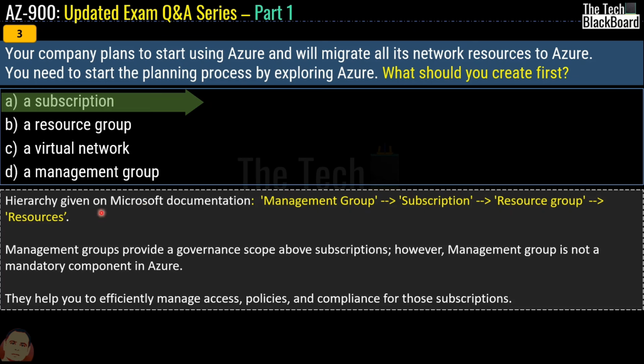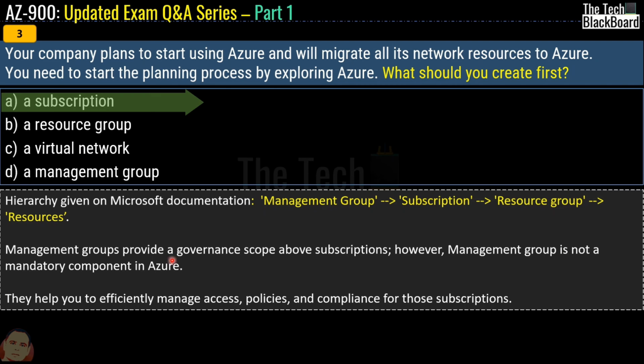So the hierarchy given on the Microsoft documentation is management group, and inside a management group, you create a subscription, and then inside a subscription, you create resource group, and then under the resource group you create all the resources. And that's why many users are confused, because in Microsoft documentation management group comes before the subscription. So let's first understand what is a management group.